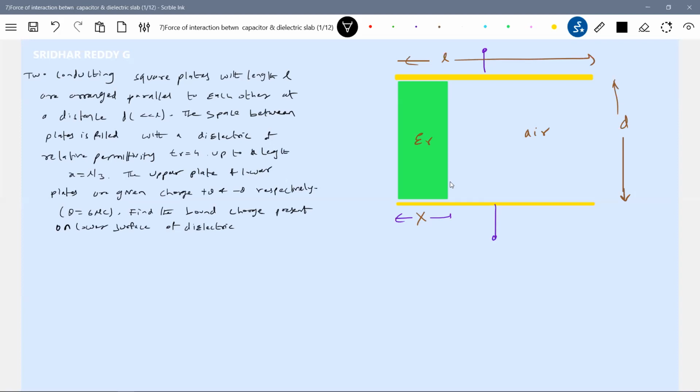Of dielectric. Bound charge. I think it's there in S.U. Verma. Bound charge, find the bound charge.